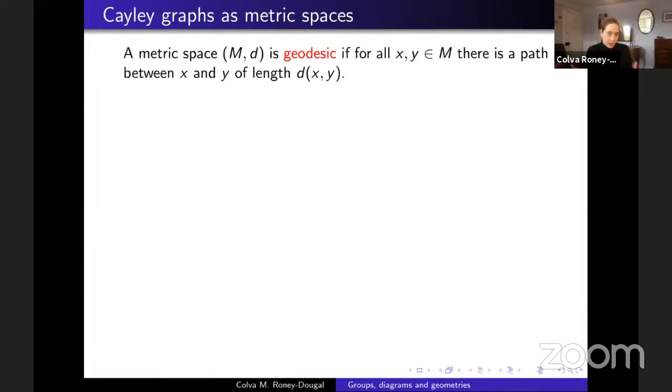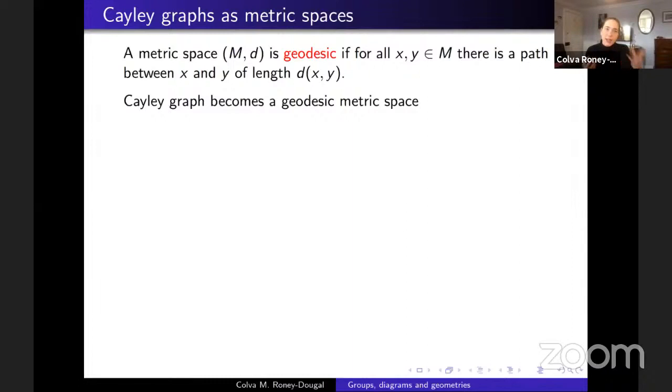So a metric space is just a space with a distance function on it, and I want to be able to find a path in the space of length that distance. That kind of means there can't be bad holes in the space. The distance function has to agree with how you actually can walk around inside it. We can turn a Cayley graph into a geodesic metric space.